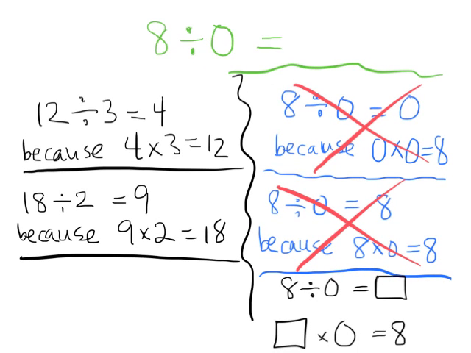This is called the null set, or sometimes we say null, or sometimes we use these empty brackets. But the idea is 8 divided by 0 is impossible. You're not allowed. There is no answer for 8 divided by 0.